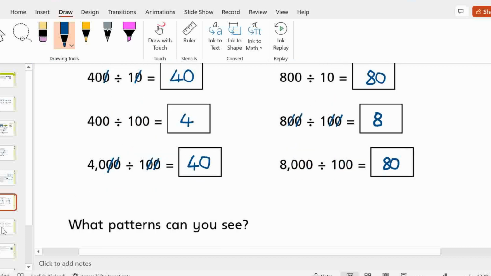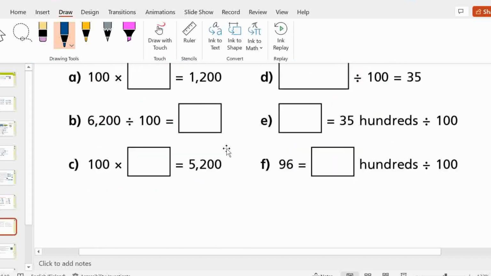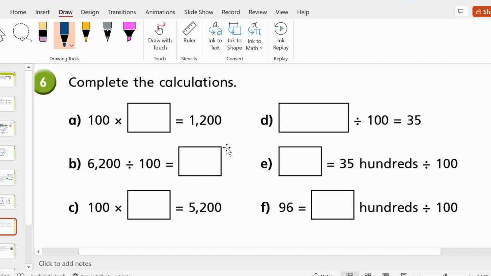Yeah. Let's have a look at number 7. Okay, so there's not much time. 100 times what equals 1,200? Now this means we need to go backwards. 1,200 divided by 100 gives us what? 12, yeah? Because we have to do that. That would give us 12. B, 6,200 divided by 100 equals 62. 100 times what gives us this one? 5,200. Exactly. Because again, we have to do this. That's a dot, by the way, yeah? Which gives us 52.